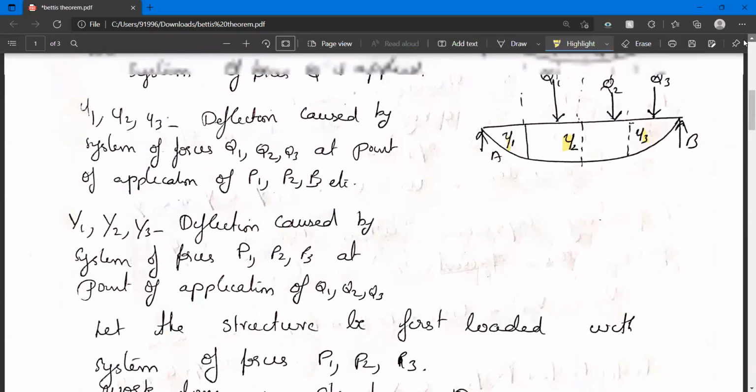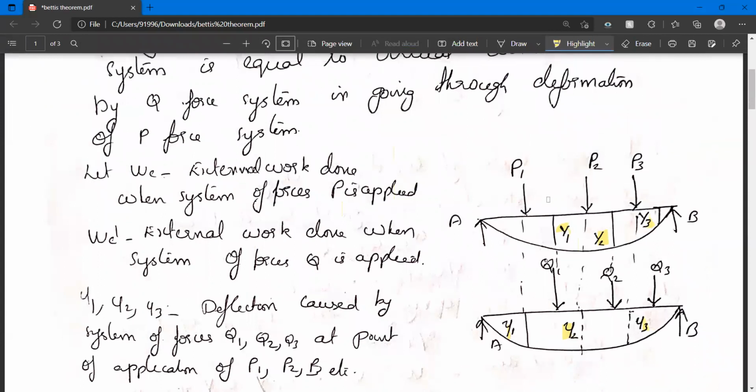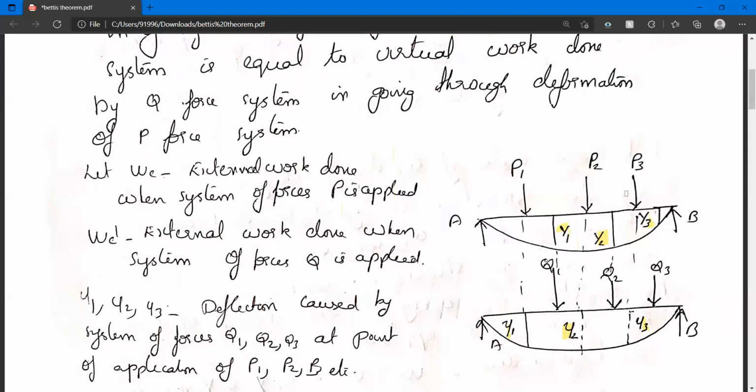Let us see the figure once again for clarity. We are doing like this. First, we are giving loads P1, P2, P3. Then we are applying Q1, Q2, Q3. So when Q1, Q2, Q3 are applied, the deflections small y1, small y2, small y3 come. So the total work done is WE plus WE dash plus P1 small y1 plus P2 small y2 plus P3 small y3.